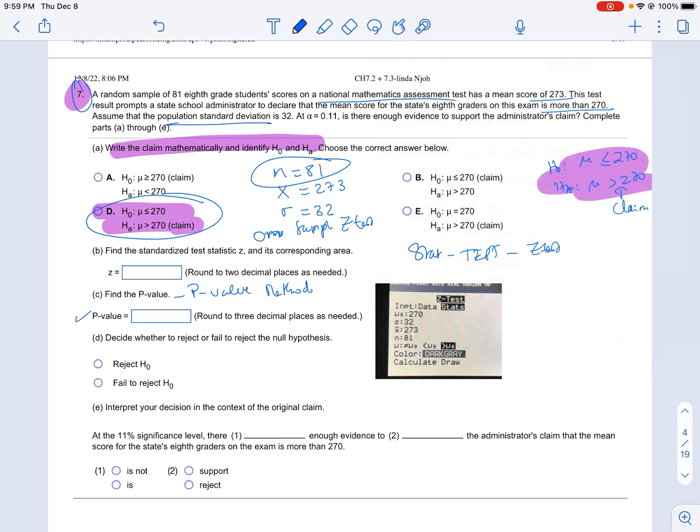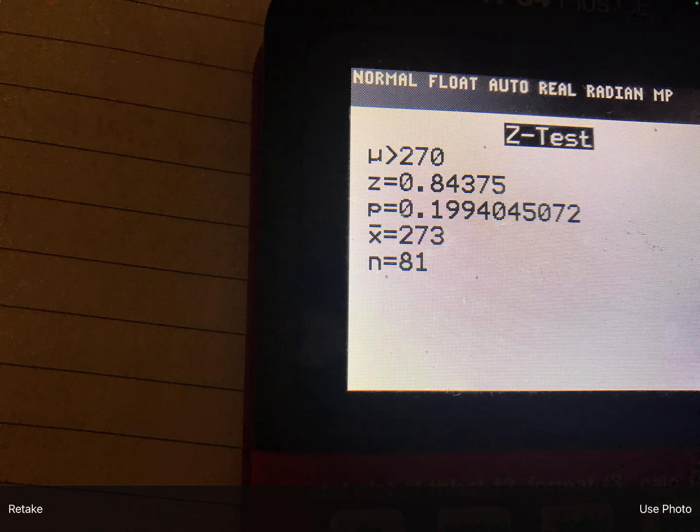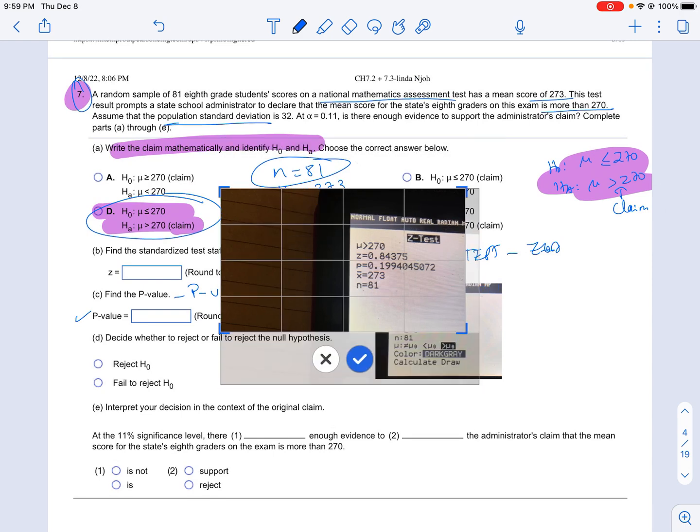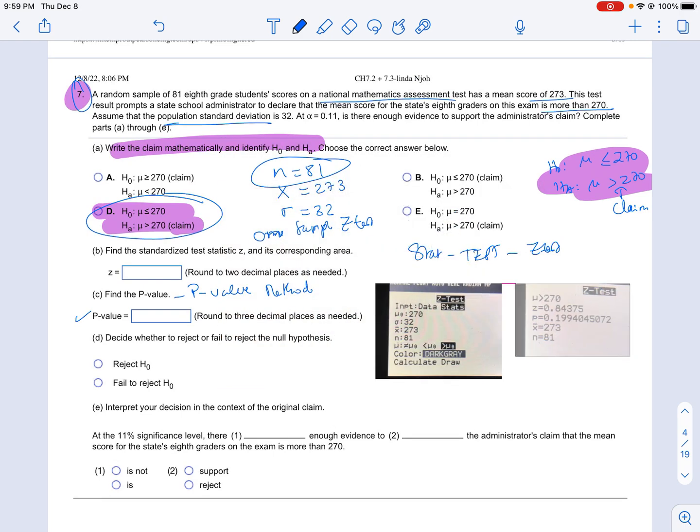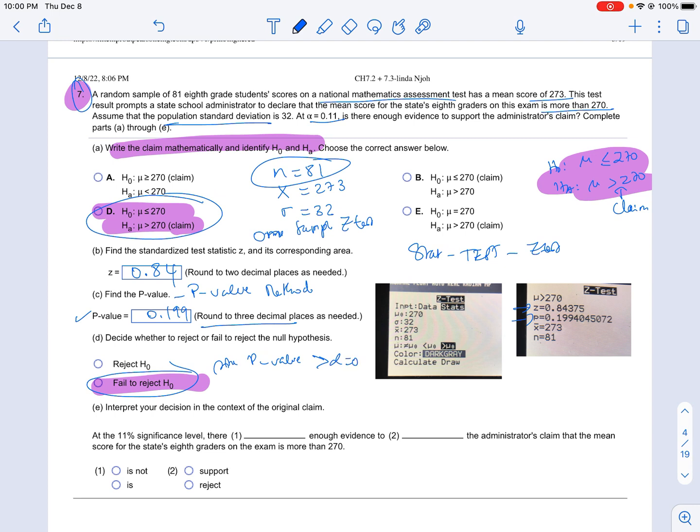Once you calculate, this is what we get. And this gives you everything. It gives you the p-value. It gives you the z-stat. It gives you everything you might possibly need. So the z-stat is here 0.84. The p-value is 0.199. So it's a big p-value. Your alpha was 0.11. So it's greater. Fail to reject since p-value is greater than alpha.